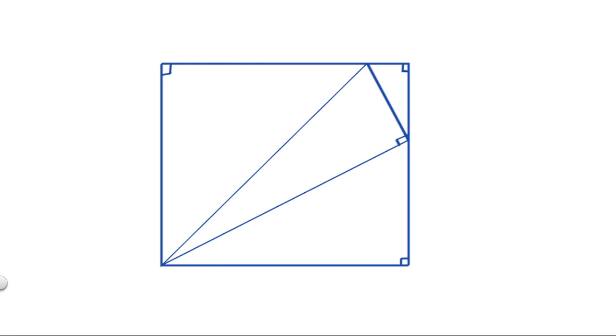In this video, I will go over some of the trigonometric identities. So to start things off, I drew this rectangle, and I put some lines in there to create some triangles. Now I'll go ahead and label some angles.